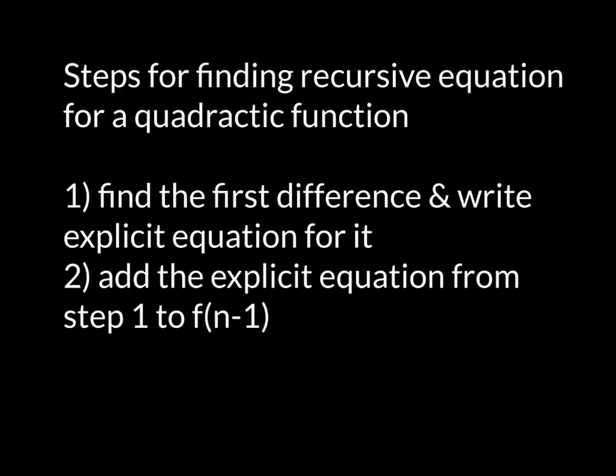The second step would be to take that explicit equation that we find in step 1 and just add it to f of n minus 1, and that would give us the recursive equation for a quadratic function. Remember, this is all based on the fact that a quadratic function is linear in its rate of change, and we know how to write an equation for linear data.